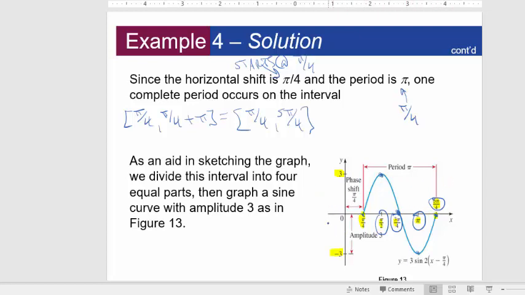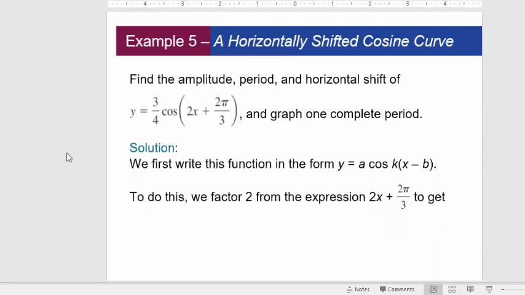I mean, if you can, nice, but you don't have to. You just want to get one main period in there from pi over 4 to 5 pi over 4. All right. So now in this case, we have a cosine curve.